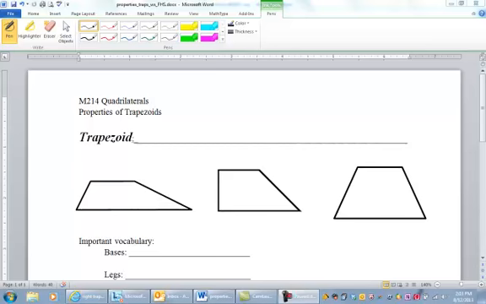Okay, today we're going to learn properties of trapezoids. And I've given you 3 different pictures here of what a trapezoid looks like. And maybe you'll be able to tell what they all have in common and what's different about them.